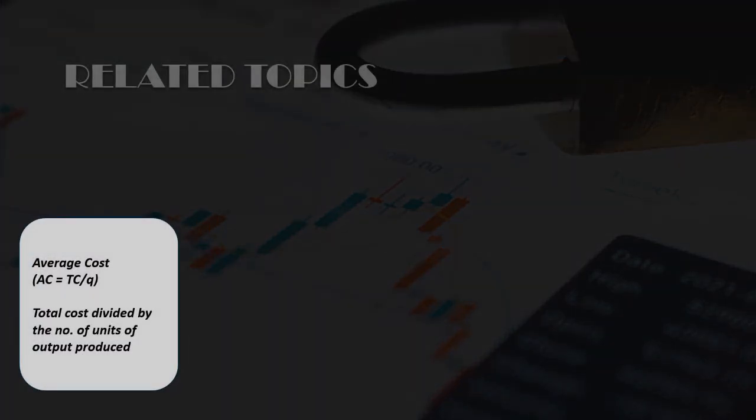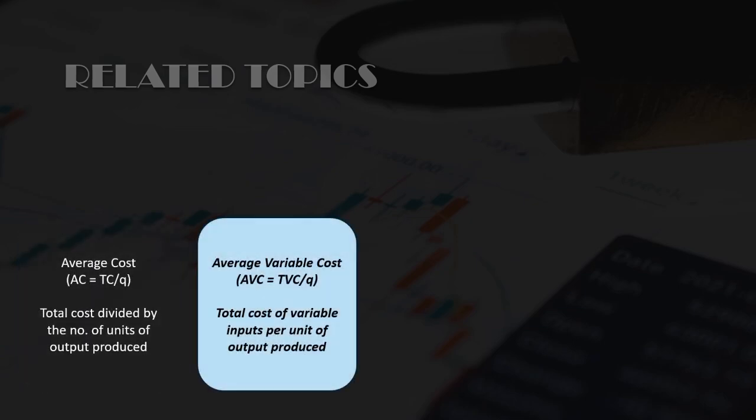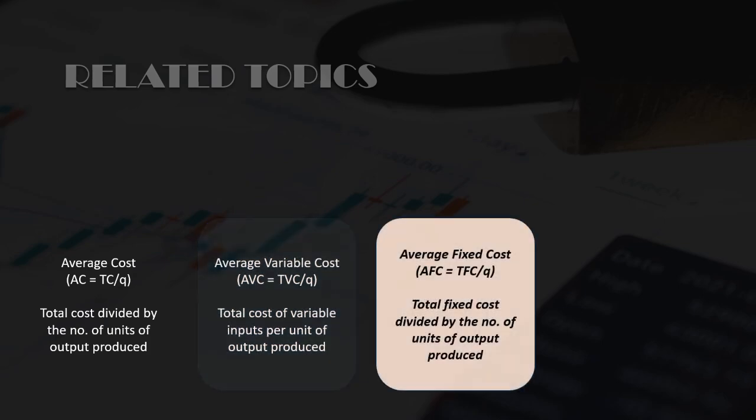Now, here are some related topics. The first topic is average cost. Average cost is the total cost divided by the number of units of output produced. Now for the second topic, it is average variable cost. It is the total cost of variable inputs per unit of output produced.